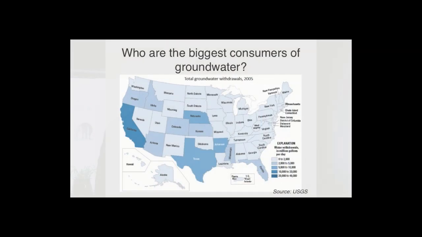To understand who the biggest consumers of groundwater are, this map shows groundwater withdrawals by state for 2005. In the West, California is the primary groundwater user, where most of the water goes towards agriculture, while Texas, Nebraska, Colorado, and Kansas are also important in the high plains and in the west.